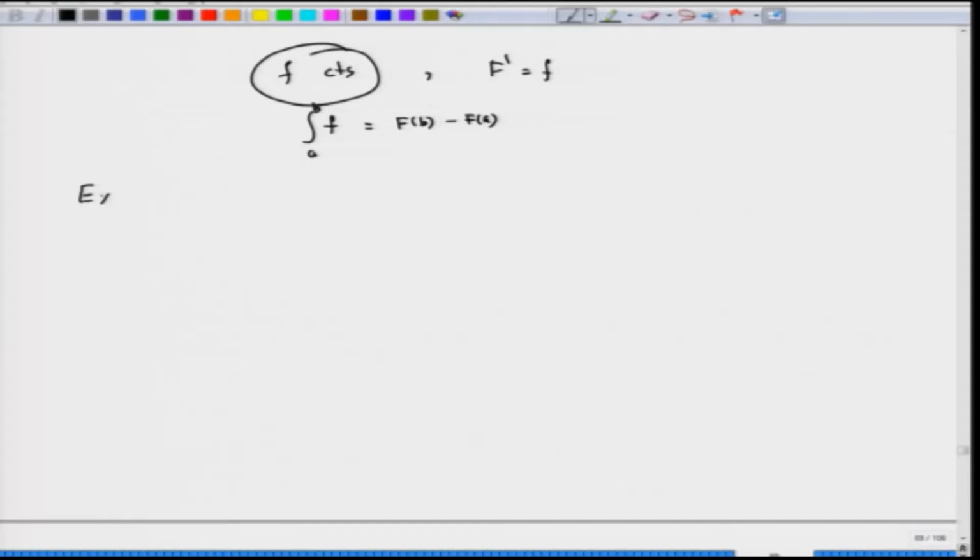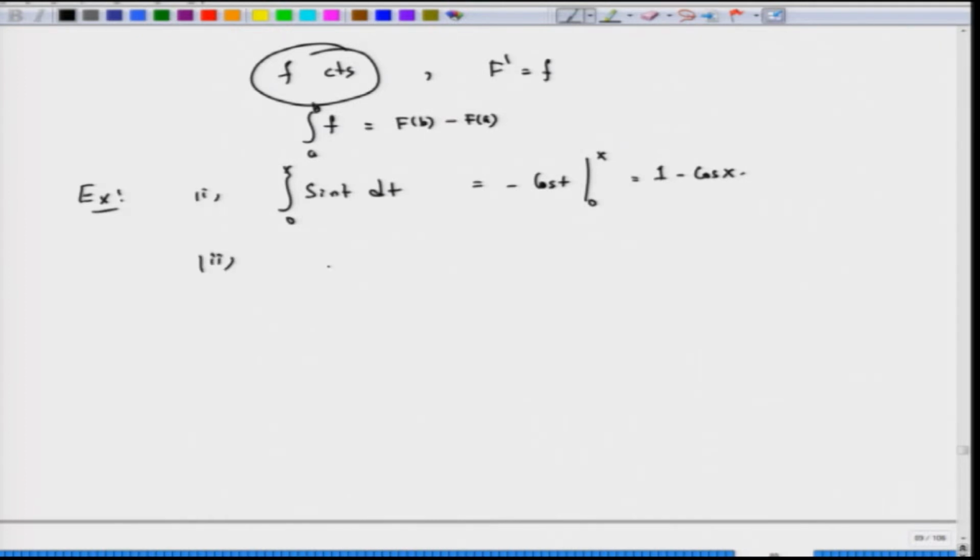So, for example, if you take the integral from 0 to x of sin t dt, what is the antiderivative of sin t? It is minus cos t. So, that is minus cos t from 0 to x, which is equal to 1 minus cos x, since cos 0 is 1. So, that is fairly easy.